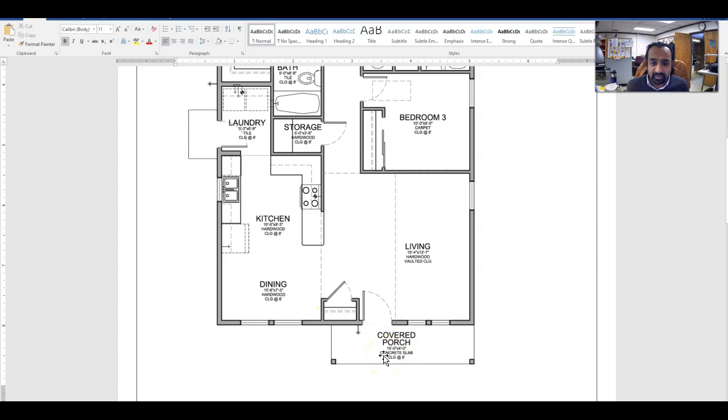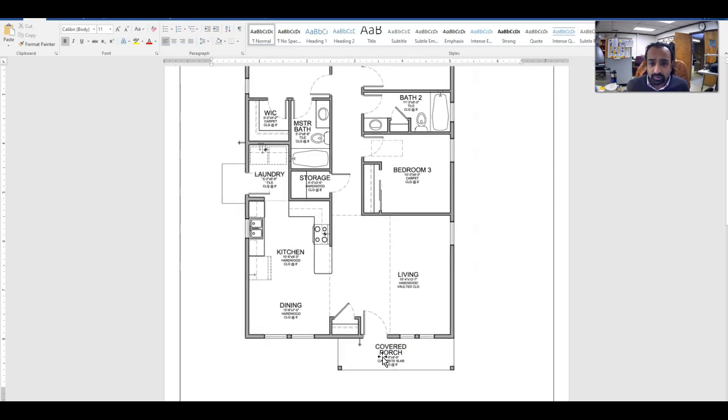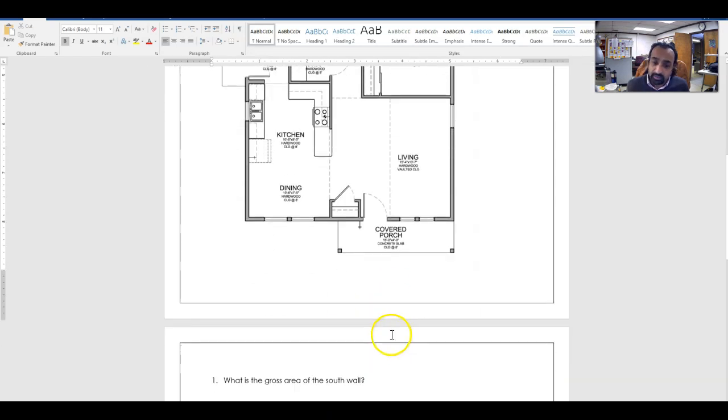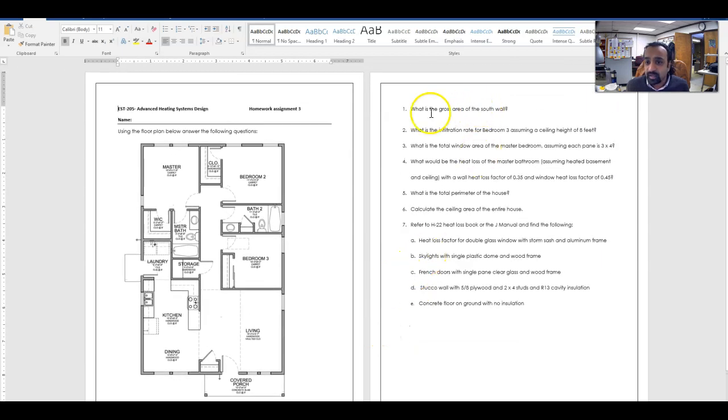You don't have to be very accurate with these, but with the gross area we include the windows. Net is when you subtract the windows. Infiltration rate, that's something you have to look at in the PowerPoint or the book. Assuming a ceiling height of 8 feet. The infiltration rate does not depend on the ceiling height, but if you want to calculate the infiltration heat loss, you will need the height.